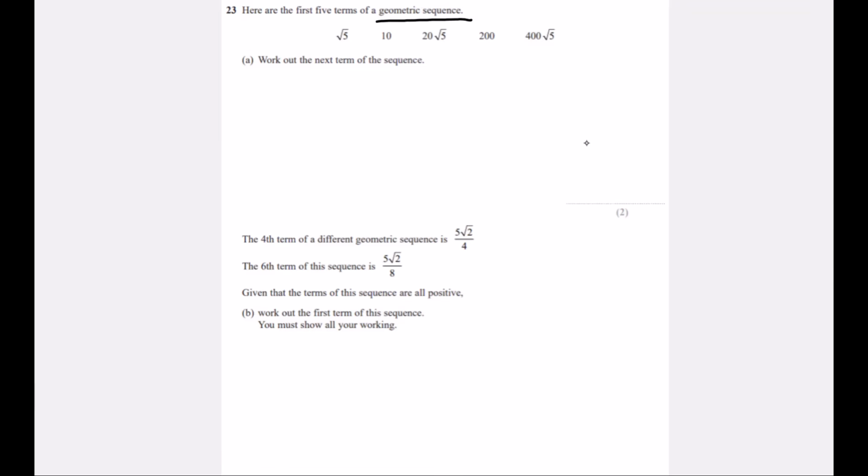So what is this one timesing by every time? So root 5 goes to 10, and then 10 goes to 20 root 5. So what do you times 10 by to get 20 root 5? 10 times something is 20 root 5. It must be 2 root 5. So to go from one term to the next term, we times by 2 root 5.